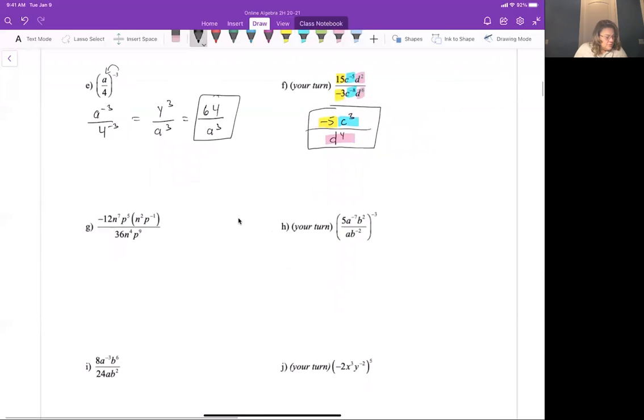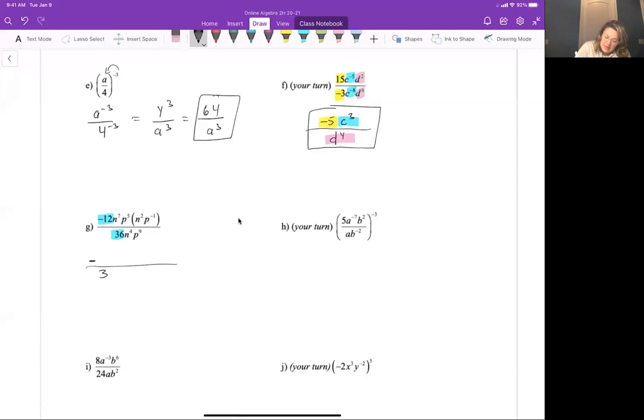Okay, let's do the next one together. First thing I would do is look at my negative 12 over 36. So I can reduce that, right? 4 is a common factor for 12 and 36. Actually, 12 goes into 36. So we can say, 12 goes into negative 12 one time. So I'm going to leave my negative. 12 goes into 36 3 times. So I have 3 on the bottom.